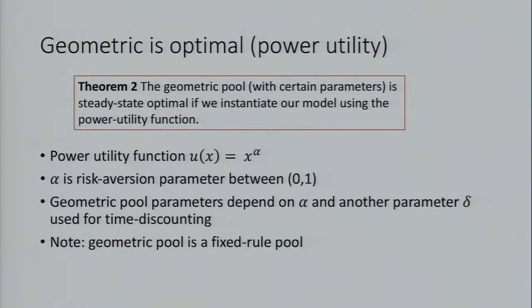So the second theorem that we prove is that in the particular case of using the power utility function, for example the square root of x, alpha here determines the risk aversion of the miner who has this utility function. Then the geometric pool, with certain parameters that depend on this risk aversion, is the steady state optimal pool. And that's nice because this geometric pool is one of the ones popularly used in practice, maybe not with the right parameters.